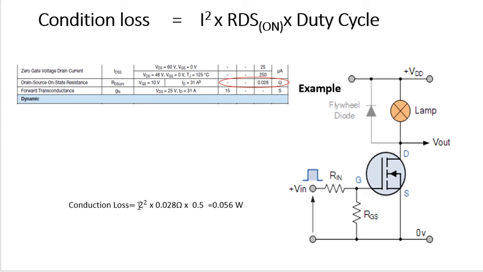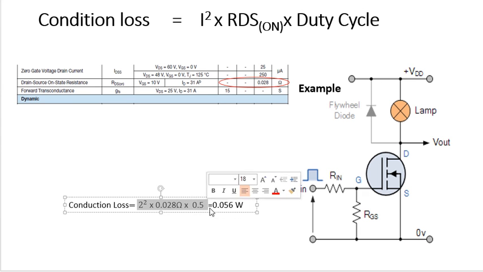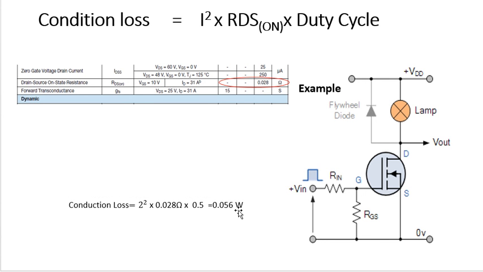So here we have solved it, and after solving we have got 0.056 watt. This is a very small loss, and it is calculated for 2 ampere current. So for 2 ampere current, it will only have this much loss, and this depends on this resistance. If this resistance is high, it will have high losses. And we have calculated this for a 50% duty cycle. That's why here we have multiplied it with 0.5.